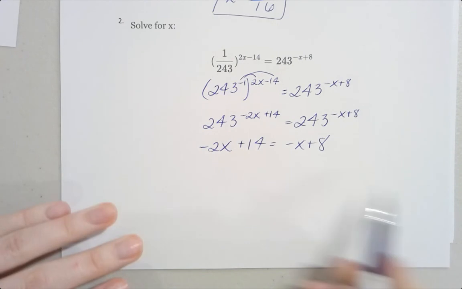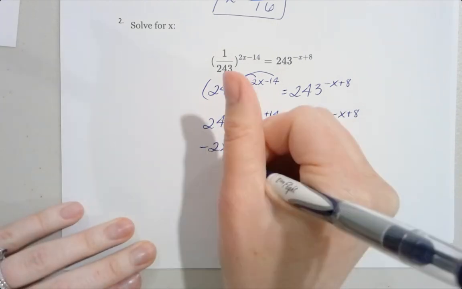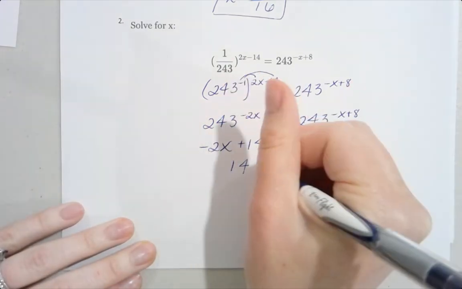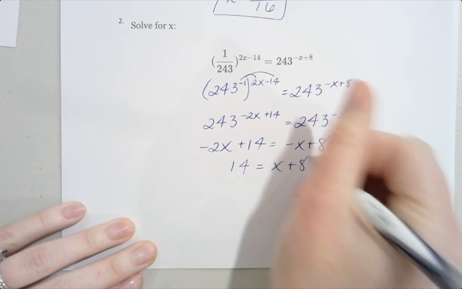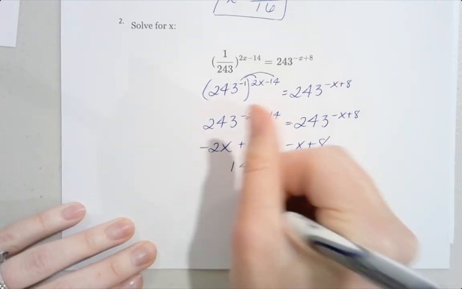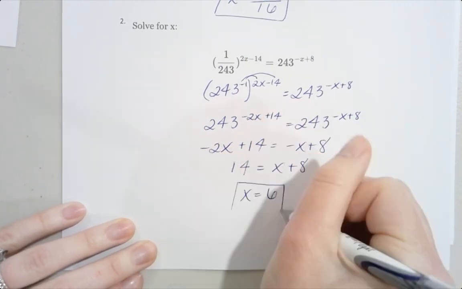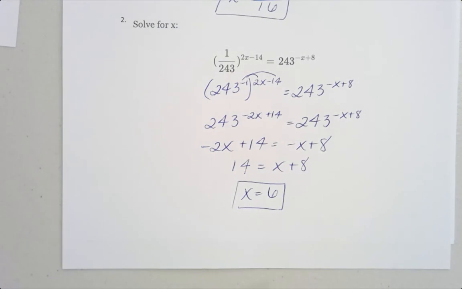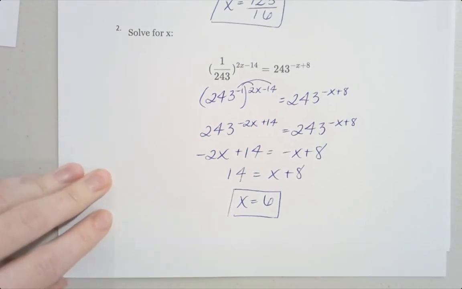To try and keep my x's positive, I'm going to add the 2x over, so I get 14 is equal to x plus 8. I'm going to subtract the 8 over here. I'm going to get x is equal to 6. And again, if you guys plug that in, you will see that it does work. So be careful. Part 2 definitely has larger numbers, but it's not impossible, especially with the help of a calculator.